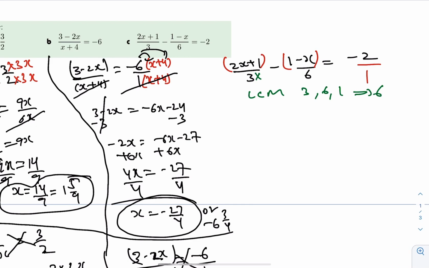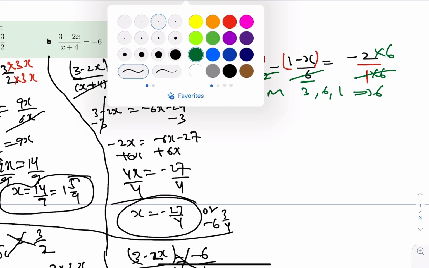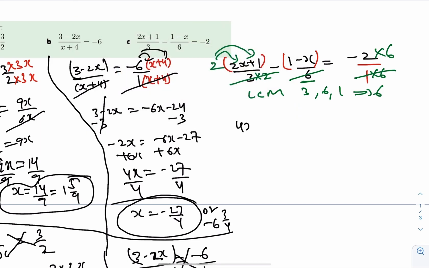So you multiply the first one by 2. Second one we do not have to do anything. Third one multiply by 6. And now you can cancel out this 6. Now open bracket. So we get 4x plus 2 minus, now negative outside 1 minus x is same as negative 1 times 1 minus x, which means when we open this bracket, it will be negative 1 plus x.